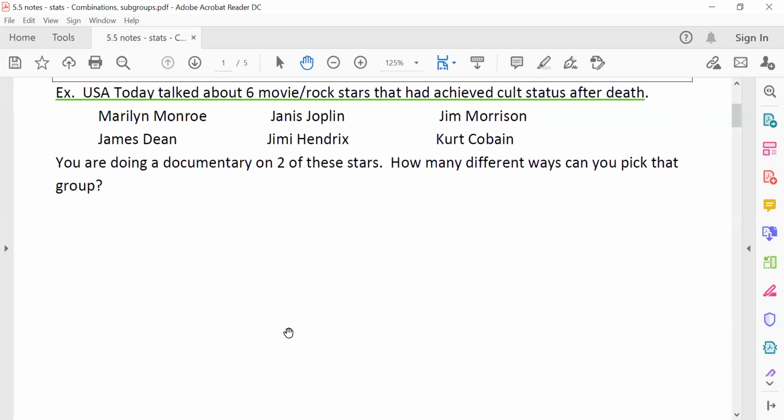Now let's say you want to make a documentary about 2 of these stars. Well, what you need to do is pick 2 out of the 6 to make your documentary about. And once you've picked the 2, it doesn't matter which order you do them in. You're not going to say, okay, I need to figure out the number of ways I could have my documentary, and then I'll do Kurt Cobain first, then I'll do Janis Joplin. That doesn't matter to you. You just have these 2 people. Maybe in your documentary, you're going to compare and contrast their lives and find some similarities that people didn't know about them. So that might be interesting.